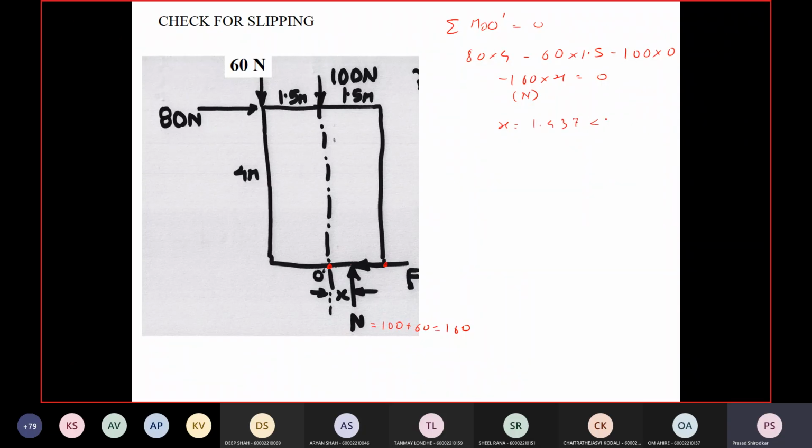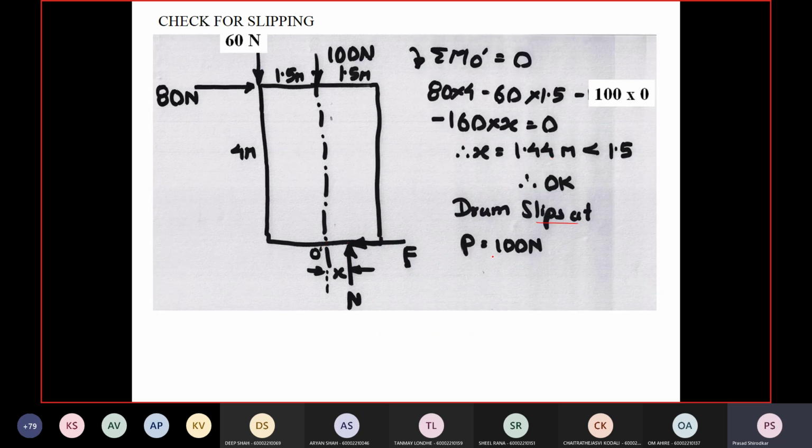So x is 1.437, which is less than 1.5, and so the drum slips at P equal to 100. This should be less than 1.5. It should lie within this drum, that is this distance 1.5. Otherwise, again the calculations are not very good. So that verifies the calculations. That's all about slipping and tipping. Let's continue.